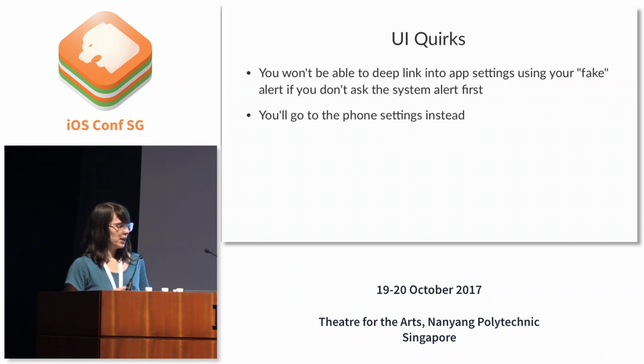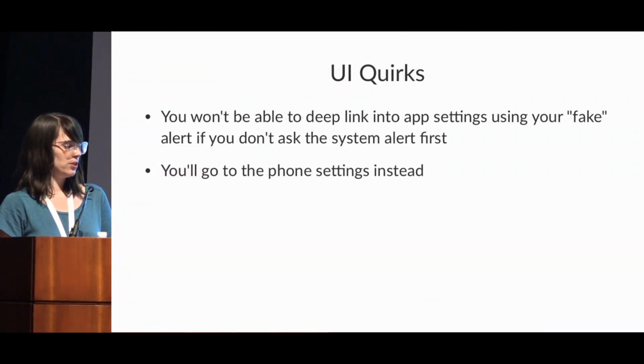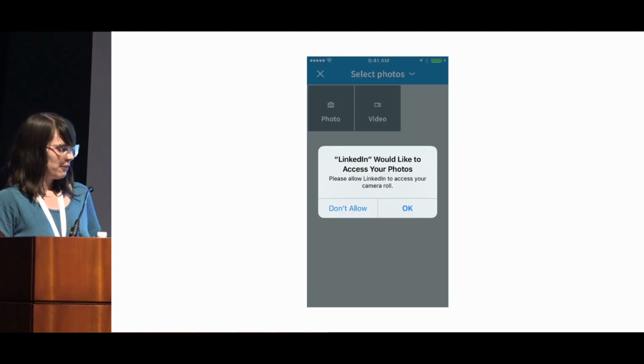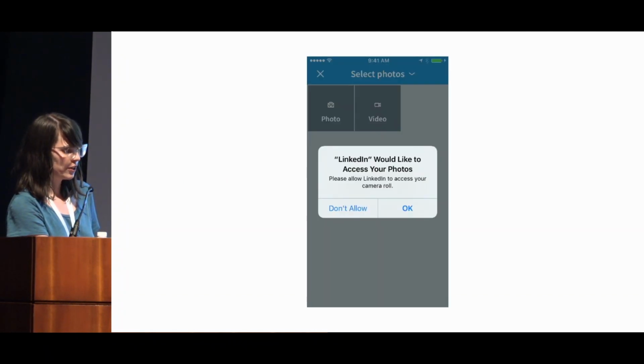Some UI quirks are that you won't be able to deep link into app settings using your fake alert if you haven't asked the system alert first. You'll go to the regular phone settings instead and will probably very much confuse your user. If you don't ask the system alert first, you'll see this user experience.